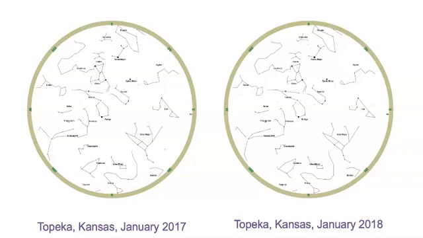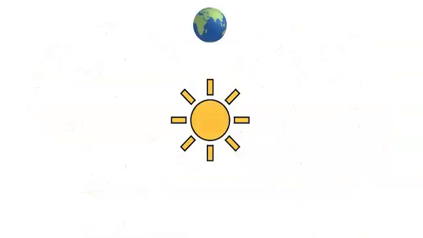We can conclude that Earth was facing the same direction in space at nighttime during January of both years, because the constellation pattern was the same. The pattern repeats itself every year. So if the pattern repeats itself every year, then Earth must complete one orbit around the sun in 1 year.